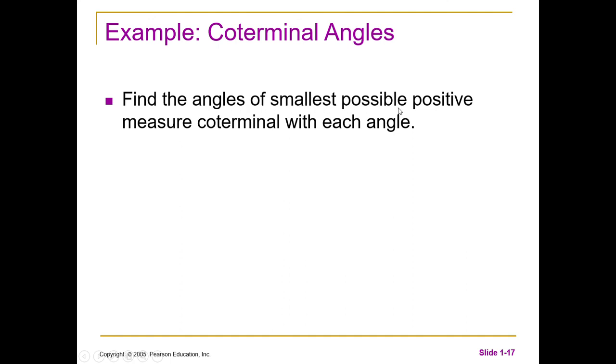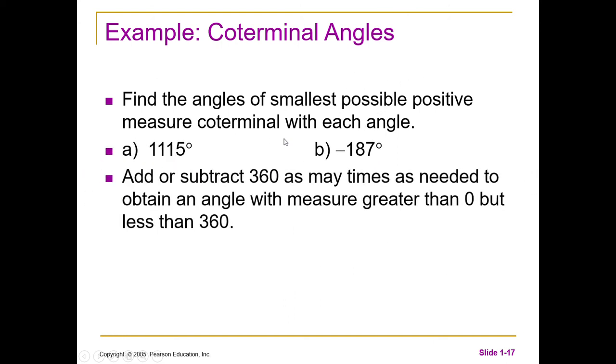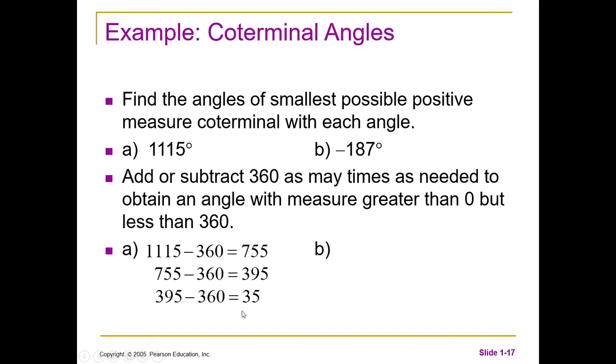Find the angles of smallest possible positive measure coterminal with each angle. Add or subtract 360 as many times as needed to obtain an angle with measure greater than 0 but less than 360. So ito ang makukuha natin dito. 755, so 390, di ba? May natira pa uli. Kasi 1,115 minus 360 minus 360, ibig sabihin tatlong ikot to.